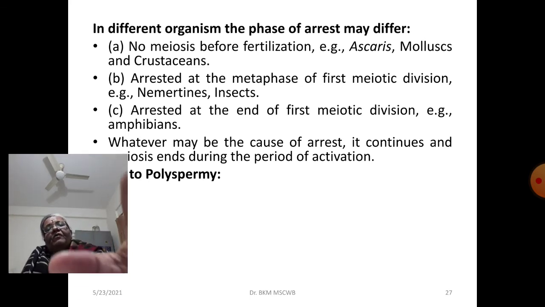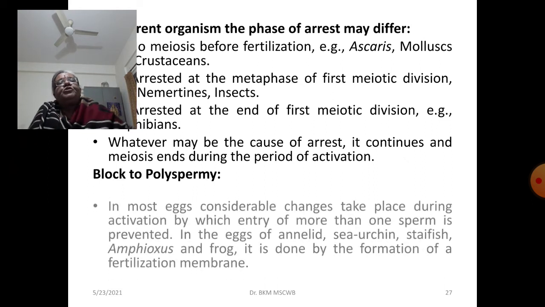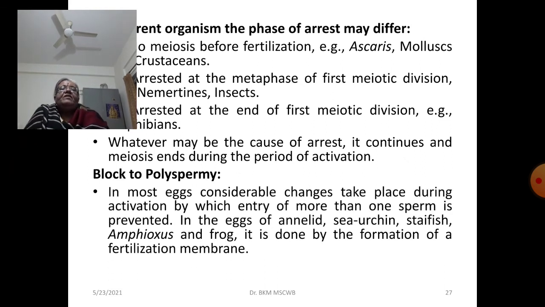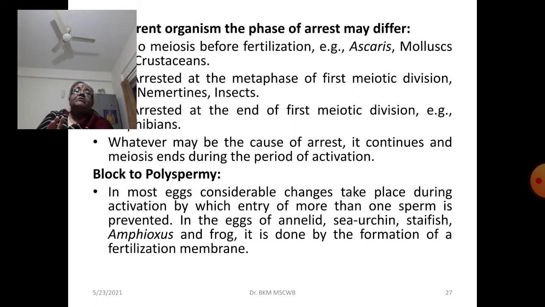Now, one more thing simultaneously happens. Block to polyspermy. This includes physiological polyspermy, pathological polyspermy, and different mechanisms to bring about the prevention of polyspermy in monospermic animals, which I will discuss in my next video. But right now, in brief, I will tell you, because without this we cannot proceed further.